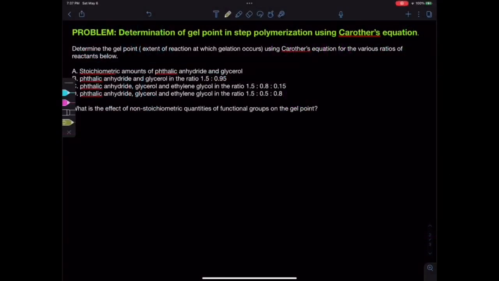In this video, we are going to study how to determine gel point in step polymerization using Carother's equation. Determine the gel point or extent of reaction at which gelation occurs using Carother's equation for the various ratios of reactants below. Stoichiometric amounts of phthalic anhydride and glycerol. Phthalic anhydride and glycerol in the ratio 1.5 is to 0.95. Phthalic anhydride, glycerol and ethylene glycol in the ratio 1.5 is to 0.8 is to 0.15. And phthalic anhydride, glycerol and ethylene glycol in the ratio 1.5 is to 0.5 is to 0.8. What is the effect of non-stoichiometric quantities or functional groups on the gel point?